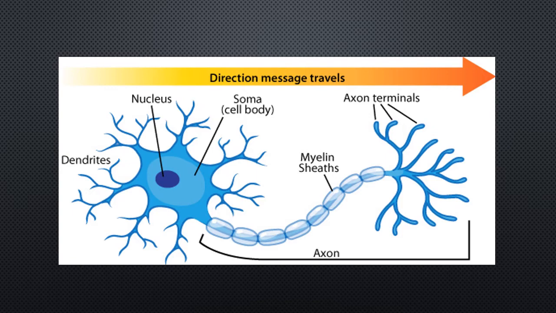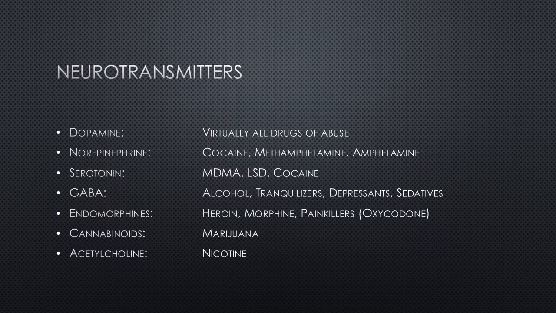While there are hundreds of neurotransmitters that we know about, we will only be looking at a few main ones in this course: norepinephrine, serotonin, gamma-aminobutyric acid, or GABA, endomorphines, cannabinoids, acetylcholine, and the one neurotransmitter that is involved in virtually all substances of abuse. You guessed it, dopamine. Dopamine is very important because it has a key role in the reward and motivation system.